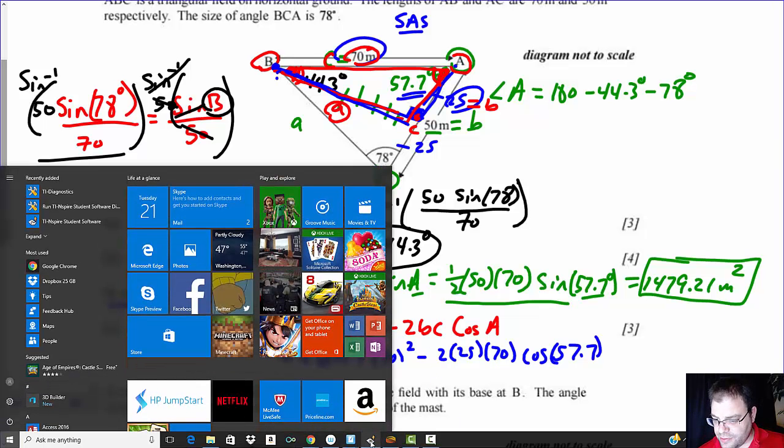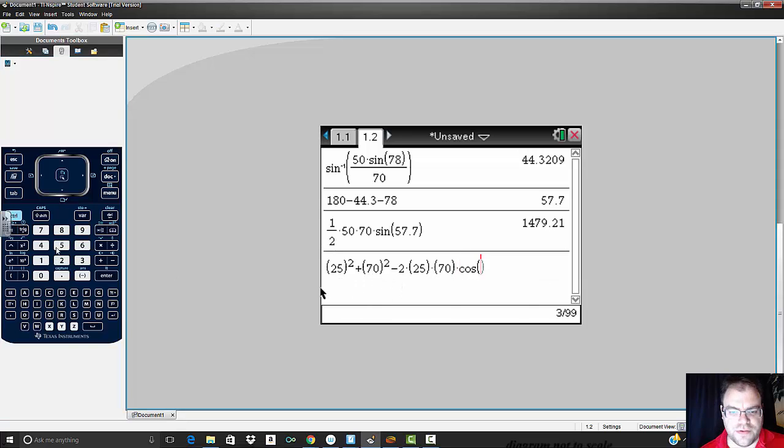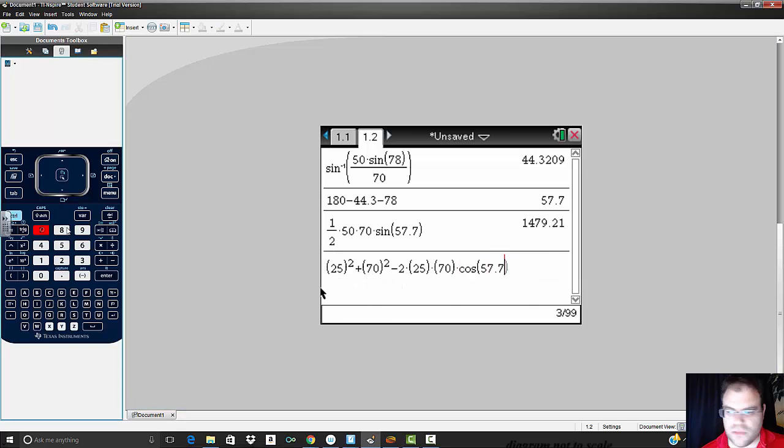So let's actually get the calculator open. And we'll say, all right, let's get this going. 25 squared plus 70 squared. I like to use parentheses when I'm squaring things. Minus 2 times 25 times 70 times the cosine of 57.7 degrees. This will give me this, and then remember, that's not the answer for a, that's a squared, so I'll have to take the square root of that.